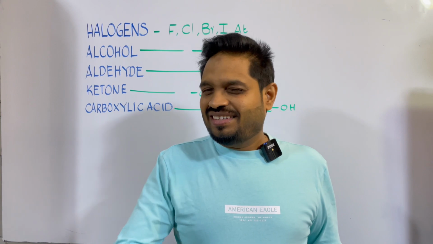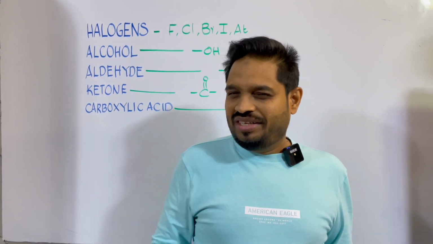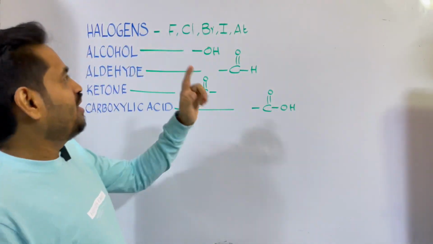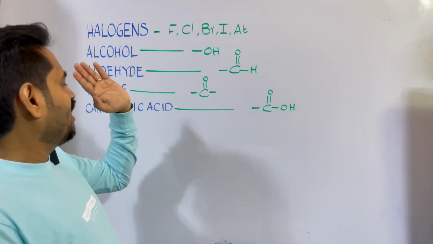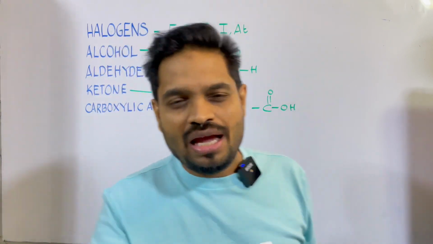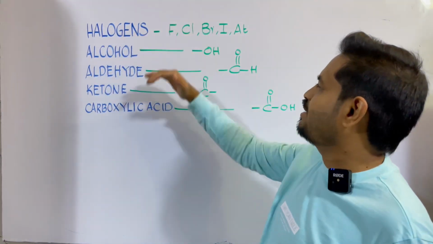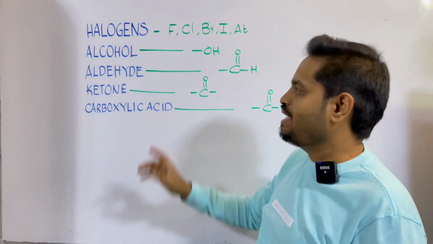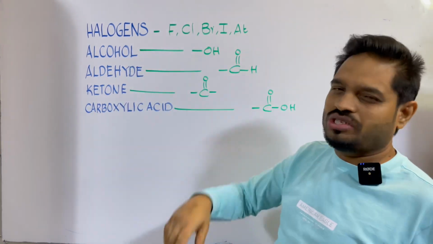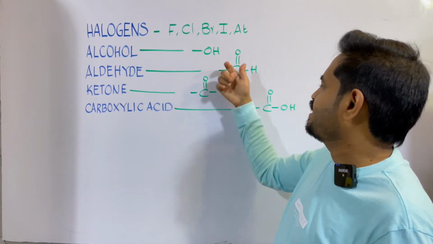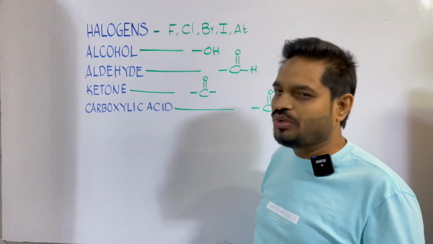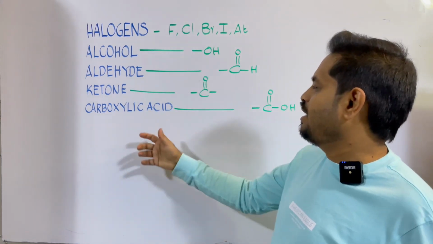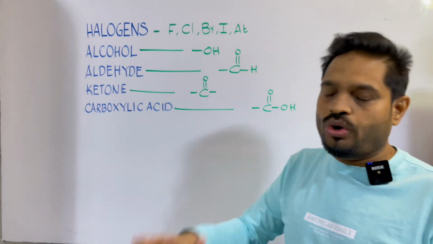So guys, we are learning basically 5 major functional groups in class 10. They include halogens, alcohol, aldehyde, ketone and carboxylic acid. You must have seen your teachers writing like this: the halogens like fluorine, chlorine, bromine, iodine, astatine. Alcohol has OH as the functional group, aldehyde has CHO as the functional group, ketones on the other side have C double bond O in the middle, and then carboxylic acid has COOH, isn't it?